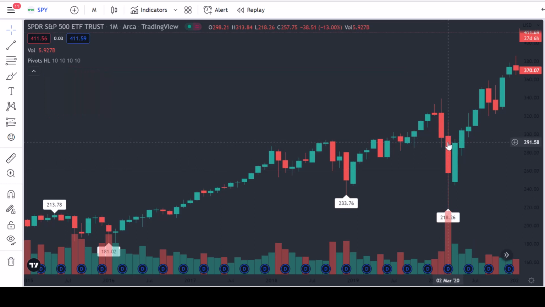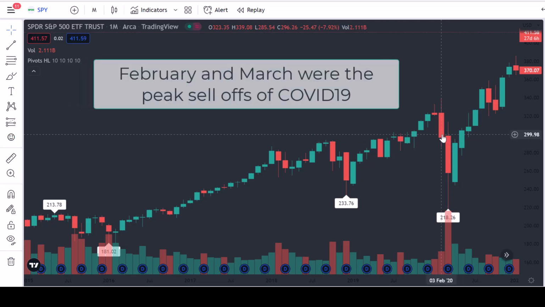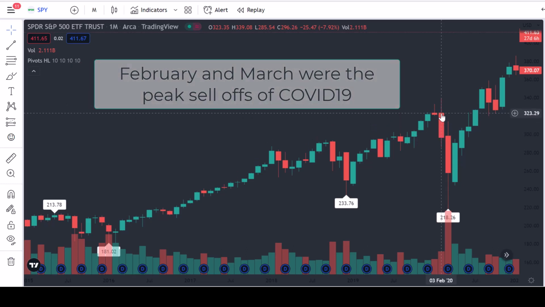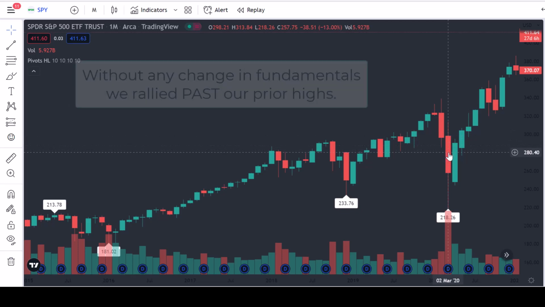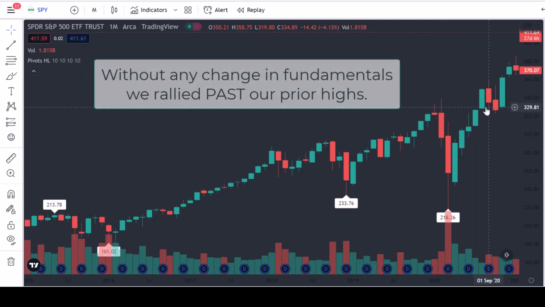Do you remember March of 2020? March of 2020 and February of 2020 was during the peak of our COVID-19 worries. If you could see here, we sold off pretty harsh between the months of March and February. These 2 months right here. But soon after, we rallied way past those points.